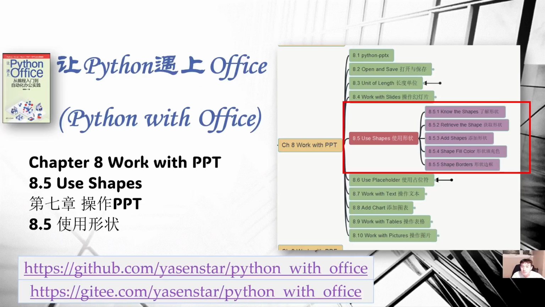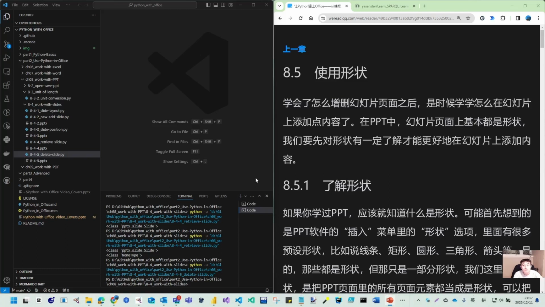Let's move to 8.5, talking about the shape. Almost every inserted element within the presentation slides we can treat as a shape. So we're starting to know shape first. Then we see how you can retrieve a shape, add a shape, fill color, and fill border, or not fill border, that is, set the border.